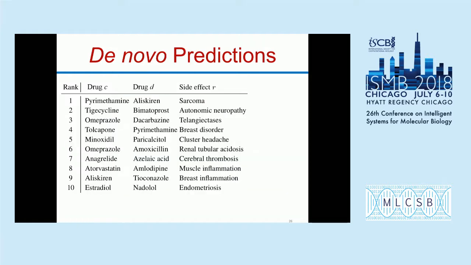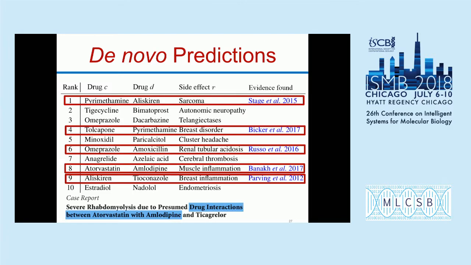Just to conclude, we were also interested in doing de novo prediction. In particular, we predicted associations between all possible drug pairs and side effects, ranked them by the predicted probability score, and looked at the top 10 predictions that were not in the data, to see whether we could find evidence for those. It turns out that for 5 out of those 10 predictions, we were able to find evidence, and there are other predictions that are currently being explored at Stanford by the Spark Translational Research Center.